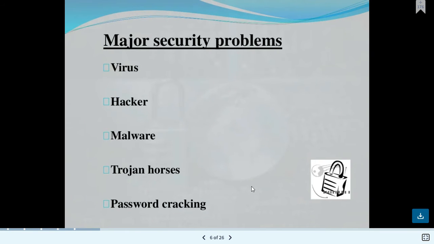Major security problems. There are multiple problems, like viruses, which can be very harmful, and hackers who can hack by using phishing, malware, Trojan horses, and password cracking. These are the things that can cause a break in security. So you need to be aware of this.